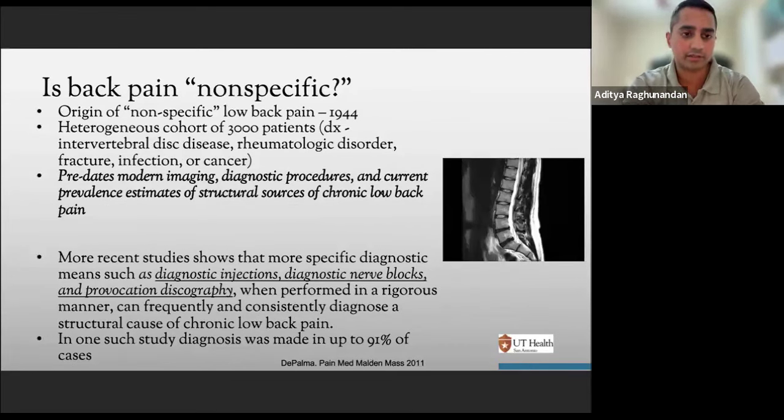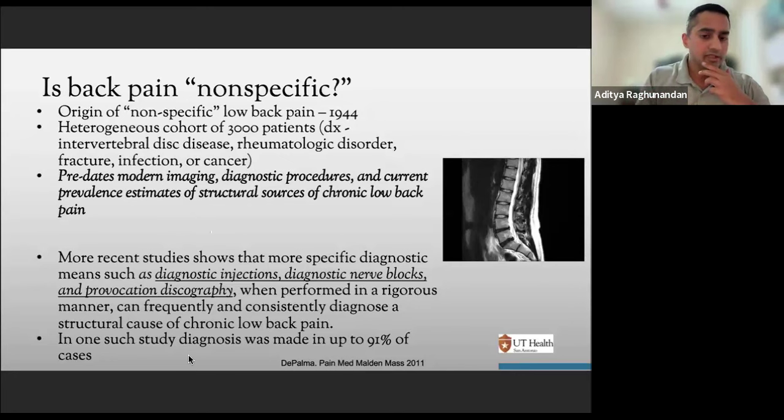If you look at the diagnoses, it's pretty varied and pretty vast. It ranged from intervertebral disc disease to rheumatologic disorders, to fractures, to infections, all the way to cancer. So, a pretty heterogeneous group. And this is the initial study where the term non-specific back pain came from. Since then, we've evolved quite a bit as far as modern imaging and diagnostic procedures. So the current prevalence of back pain being non-specific is actually pretty low.